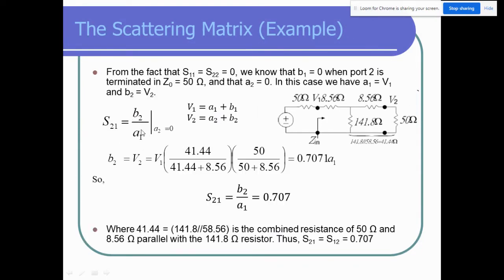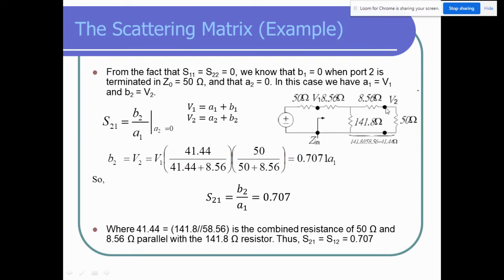We know that B2 divided by A1. So let us try to find what B2 is, then how we can cancel this A1 also. Now with B2, we just know that B2 is equal to V2, which is this one, V2, the voltage across the termination, the 50 ohm. So how can we find it out? It's not so complex.